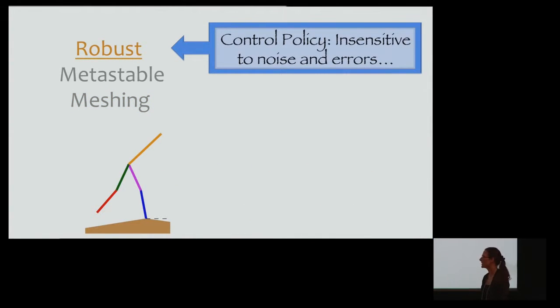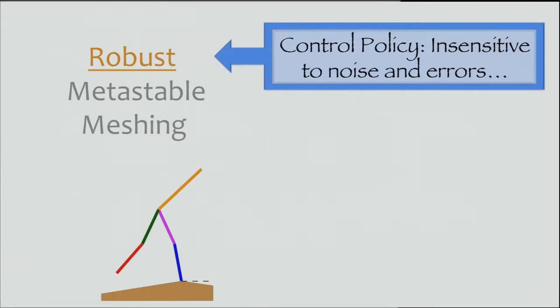The last aspect of our work for this RSS paper is that we're trying to be robust. So we want a control policy that's insensitive to noise, both when we're being pushed around and when we've got bad information about what's happening up ahead. But we also want to be insensitive to modeling errors. And we know that modeling errors are important because we know we're meshing, and that's not an exact representation of the dynamics.